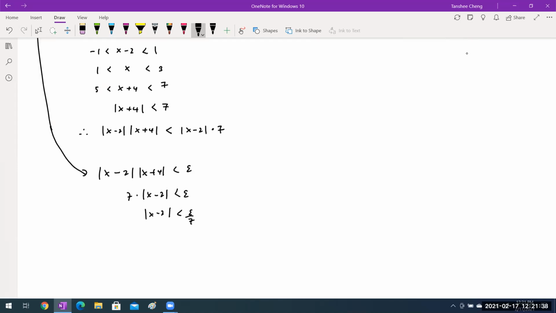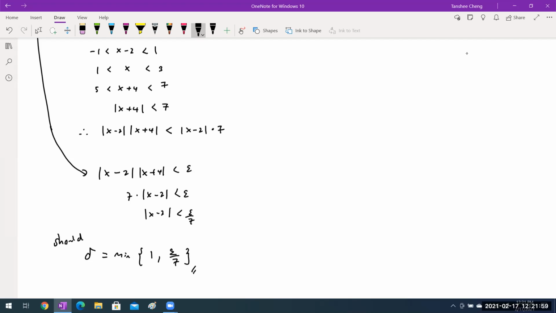So I got another delta, which is epsilon divided by 7. In this case, we should choose delta to be the minimum of 1 or epsilon divided by 7. So either one that we need to choose. Okay? So this is the manipulation part of it.